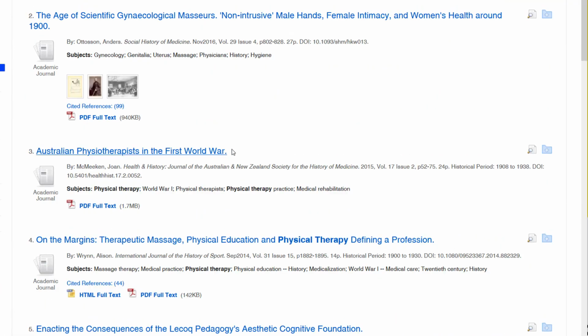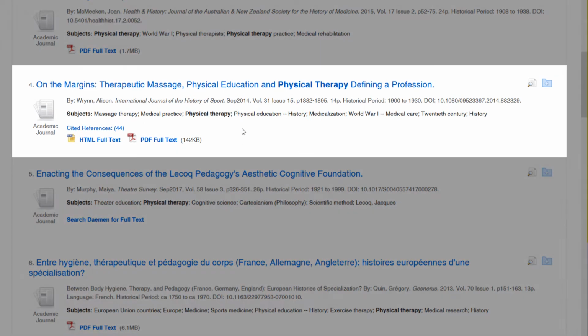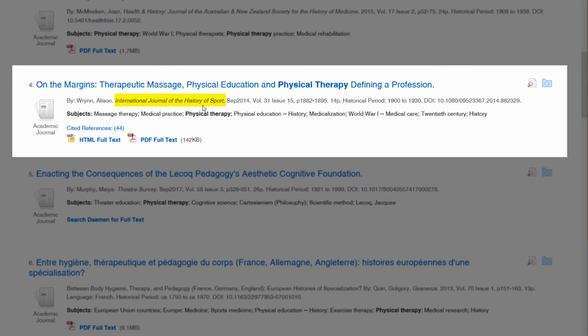Now here's another title that's hard to parse: On the Margins, Therapeutic Massage, Physical Education, and Physical Therapy Defining a Profession. Well, what profession? Okay, so I see that it's in the International Journal of the History of Sport, so I know that whatever else this article is about, it's going to relate to sports, and that might help me decide whether or not it's relevant.